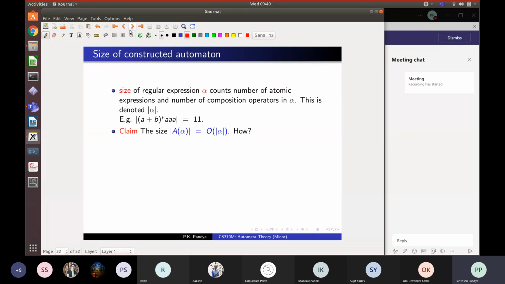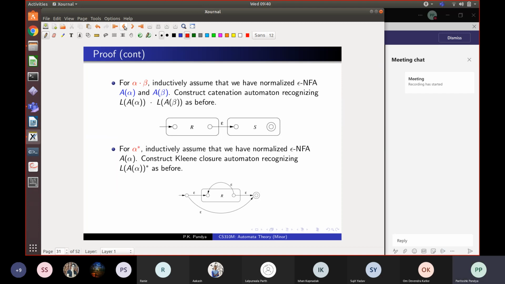Okay. Then there was this question of the size of the constructed automaton, and there were some questions here. So how do we measure the size of an automaton? Can anybody tell me what is the size of an automaton?